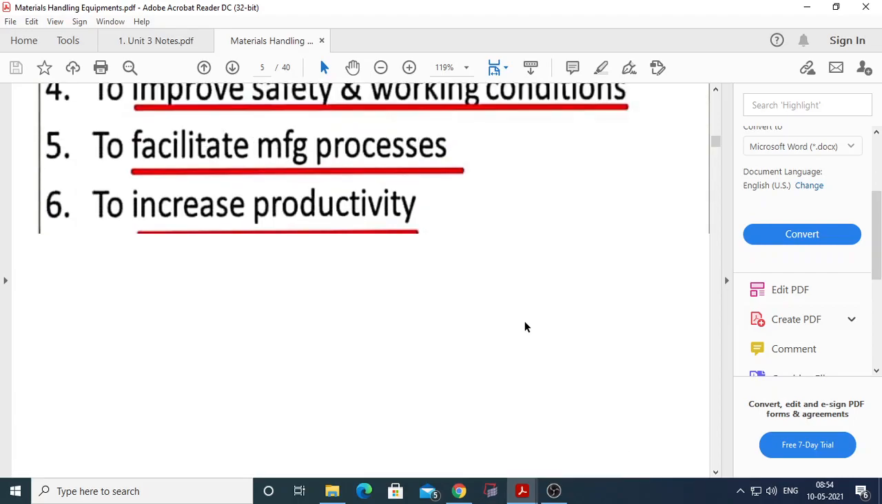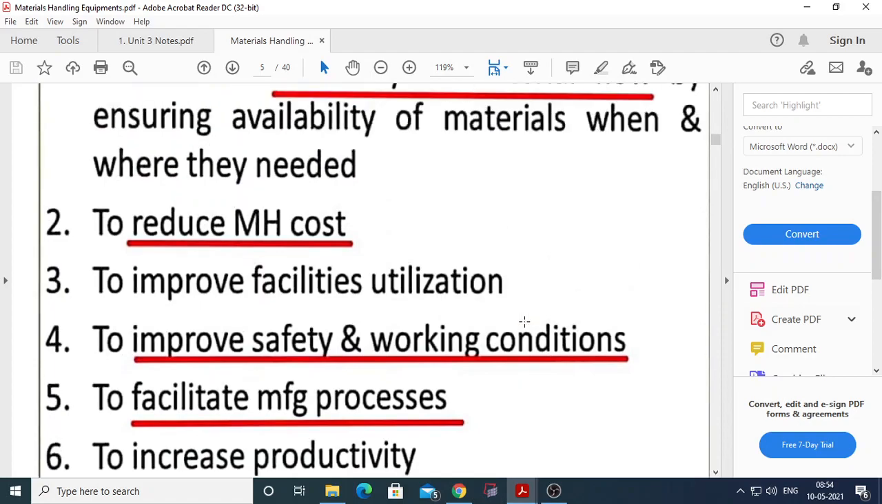Accuracy and precision are very important when you pick the load; then transportation of the load in schedule time, transportation of the load in required quantity, transporting the load without damage, automation with minimum manpower, low initial and operational cost, to improve facility utilization, to facilitate the manufacturing process, to improve safety and working conditions. They all need simplicity and easy maintenance. Then again we concentrate on the operational safety. This is the objective of the material handling system.